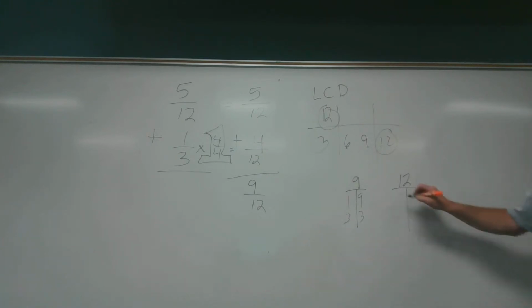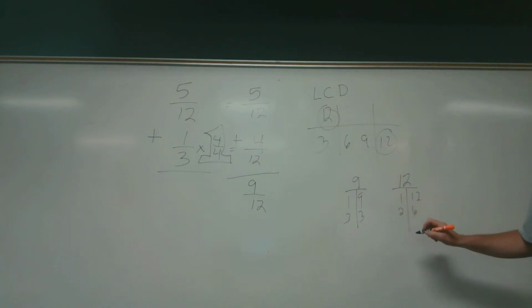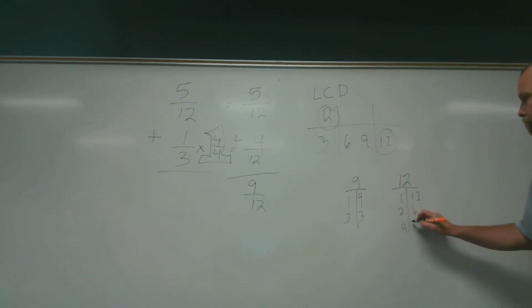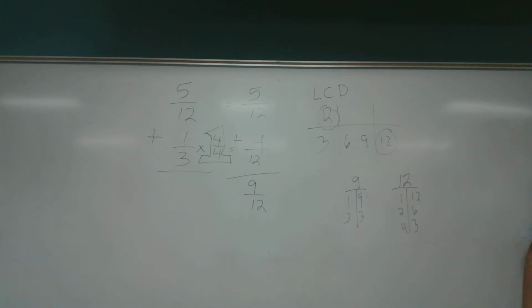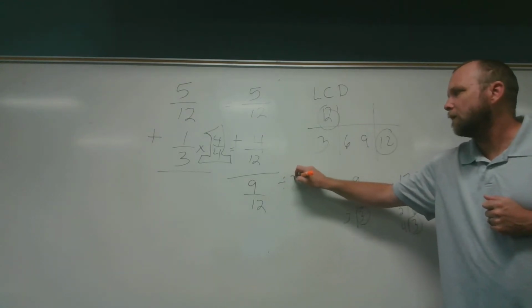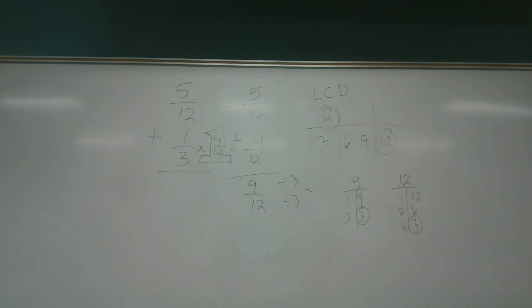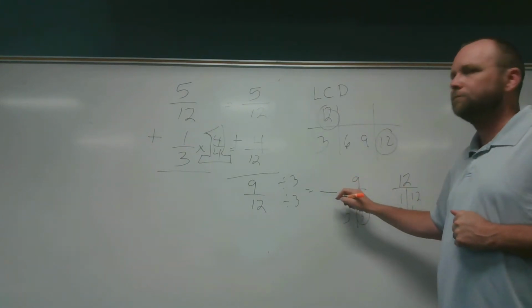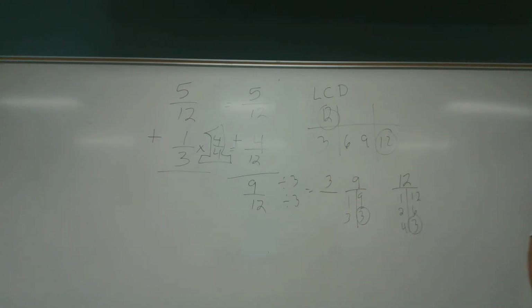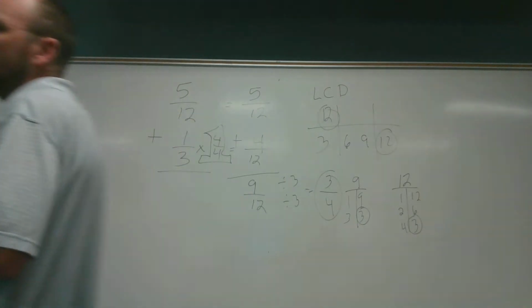1, 12. 2, 6. 4, 3. What is the greatest common factor, Joshua? 3. Once you find the greatest common factor, you divide both the numerator and denominator by the greatest common factor. And 9 divided by 3 is what, Joshua? 3. 12 divided by 3 is what, Joshua? 4. So our final answer is 3/4.